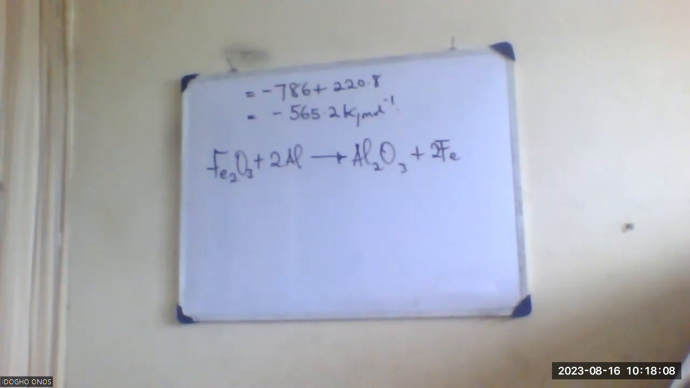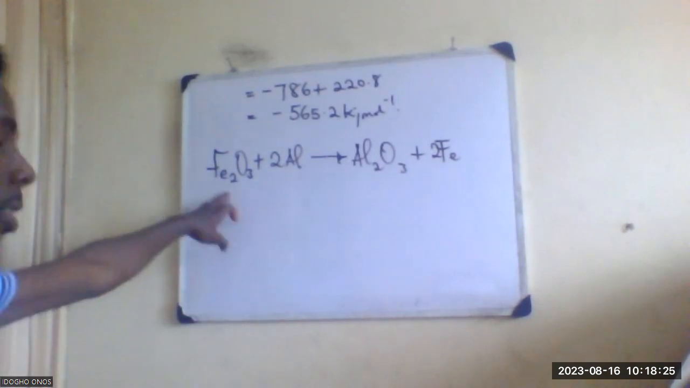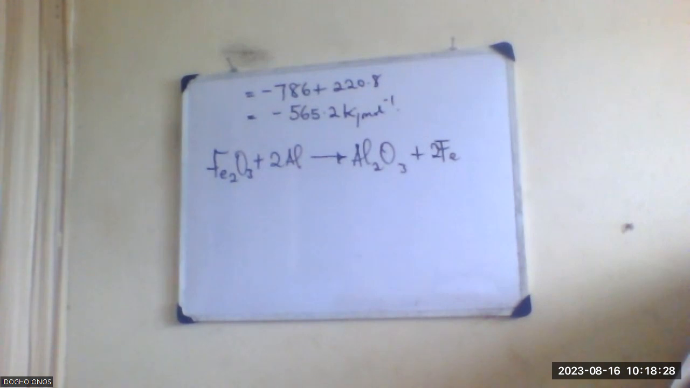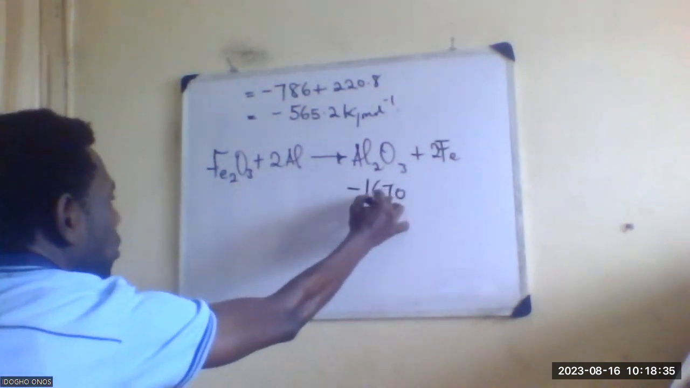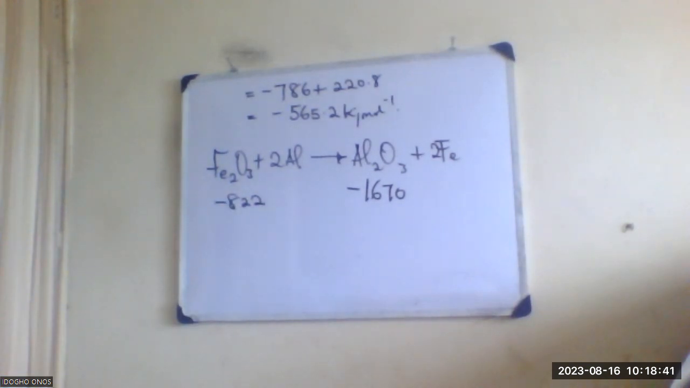Okay, so the question is, if the heat of formation of Al2O3, that is this, and Fe2O3, that is this on the right hand, are minus 1670, that is for this, and minus 822, kilojoules per mole, respectively, calculate the enthalpy change in kilojoules for the reaction. And that's just the question.